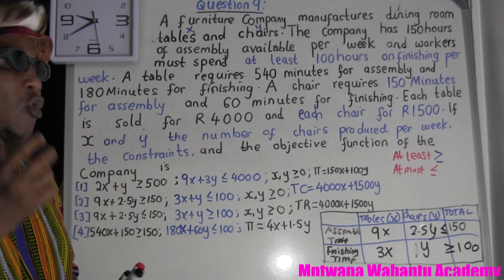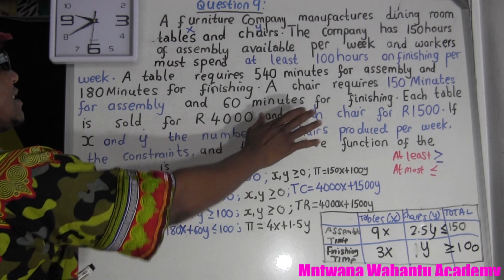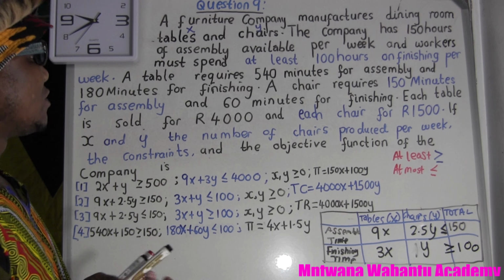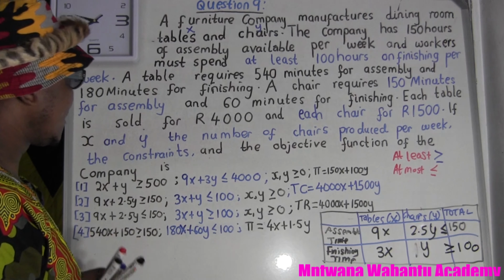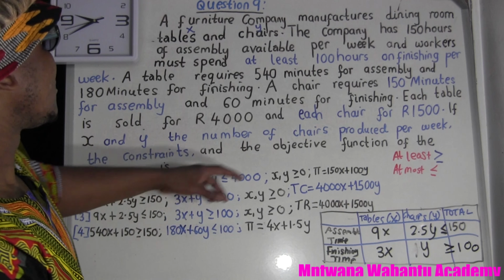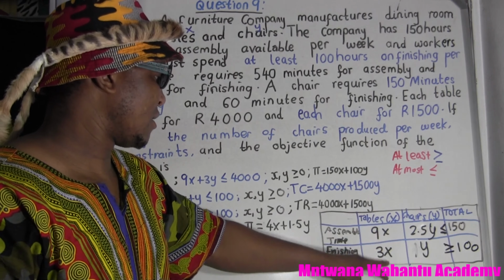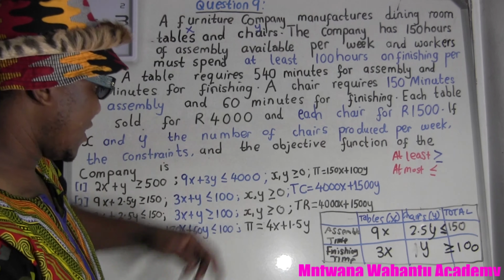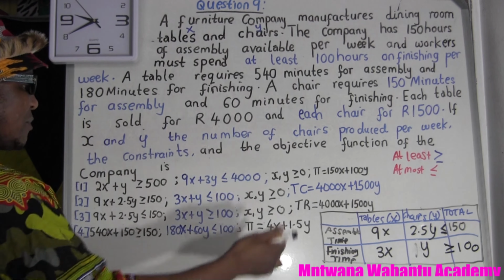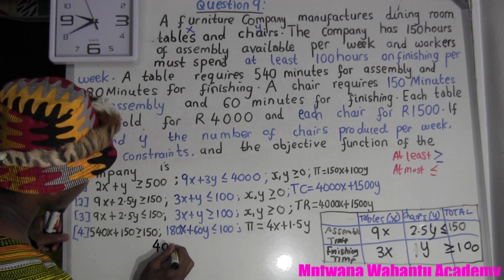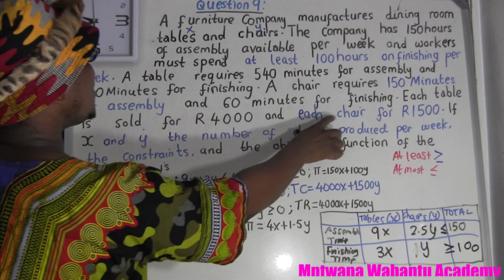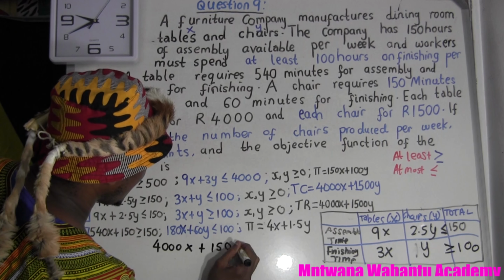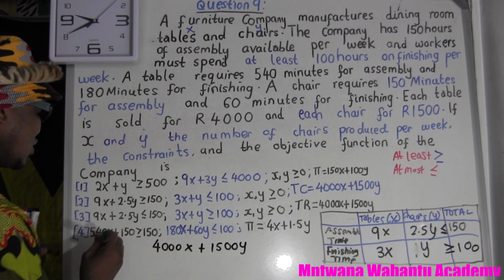So what we can do now, you see, there's something called the objective function, which is going to involve the last sentence. It's called the objective function. Okay, let's write our objective function. They say each table is X, and each table is sold for 4,000. So it's going to be 4,000x, because the table is 4,000. And each chair is sold for 1,500. The chair is y, so we add 1,500y. This is what you call the objective function.